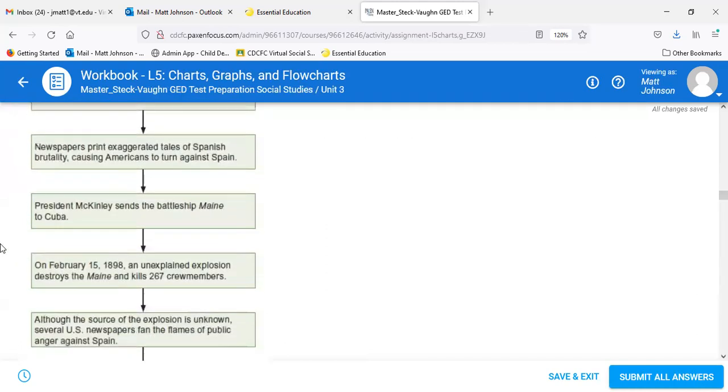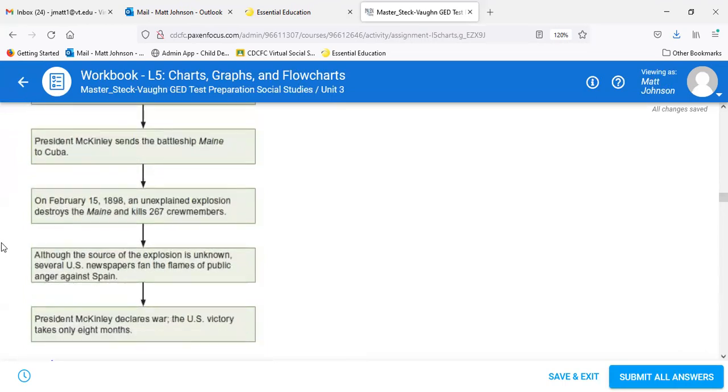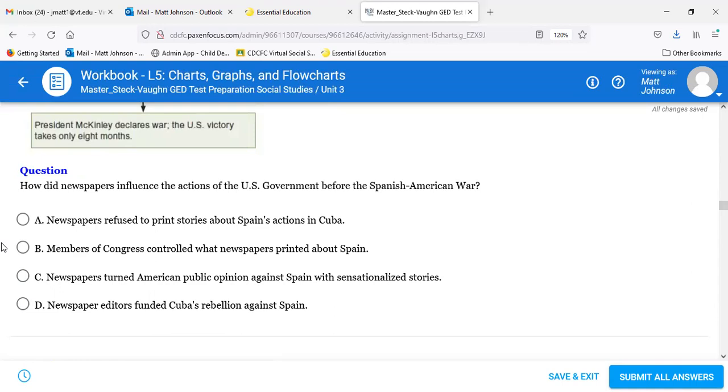And our same flowchart for number 4. Grace, how about you take number 4 for us? Okay, how did newspapers influence the actions of the U.S. government before the Spanish-American War? A, newspapers refused to print stories about Spain's actions in Cuba. B, members of Congress controlled what newspapers printed about Spain. C, newspapers turned American public opinion against Spain with sensationalized stories. And D, newspaper editors funded Cuba's rebellion against Spain.